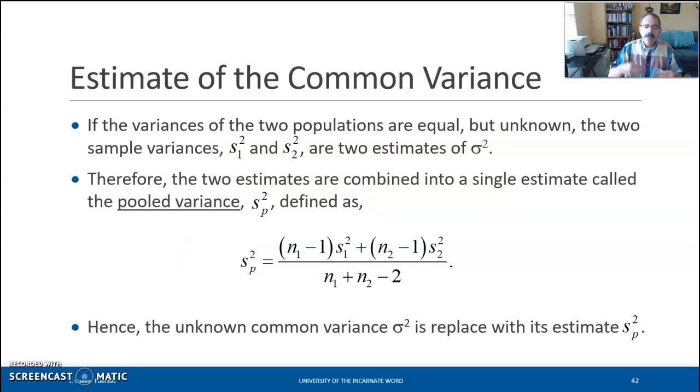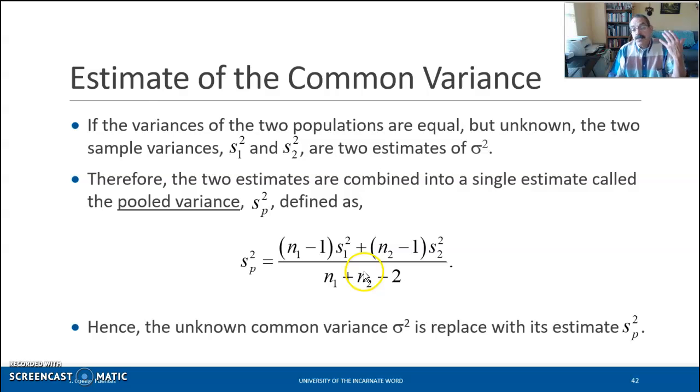Well, we replace it with the estimator of the variance. But in this case, we have two estimators, the estimator from the first sample and the estimator from the second sample. Both of them estimate the same thing, sigma squared. So what do we do when we have two estimators that estimate the same thing? Well, we combine them into a single estimator, which we call the pooled variance. As you see, it is the degrees of freedom times the first variance plus the degrees of freedom times the second variance, divided by n1 plus n2 minus 2. So this is called the pooled variance.